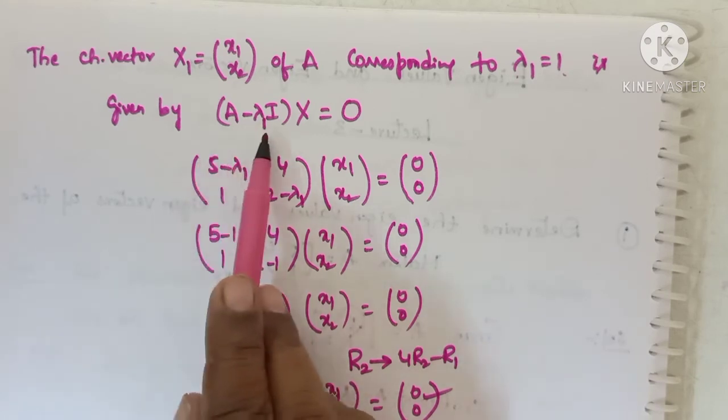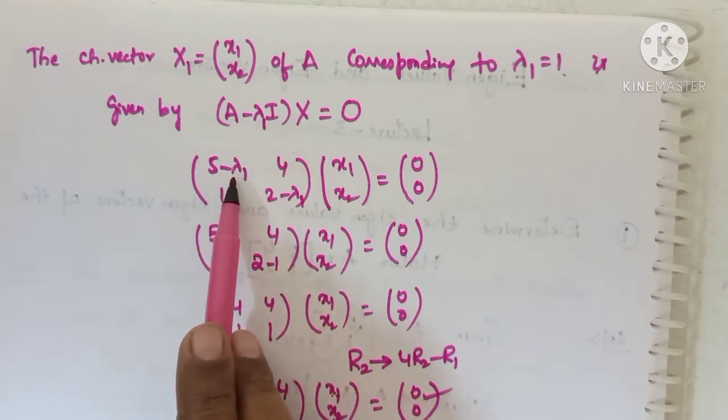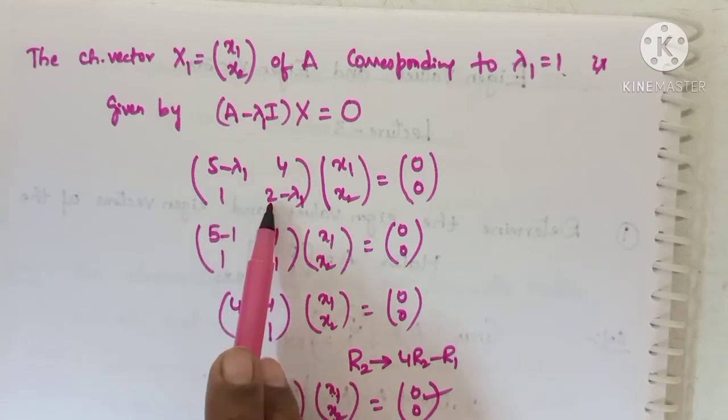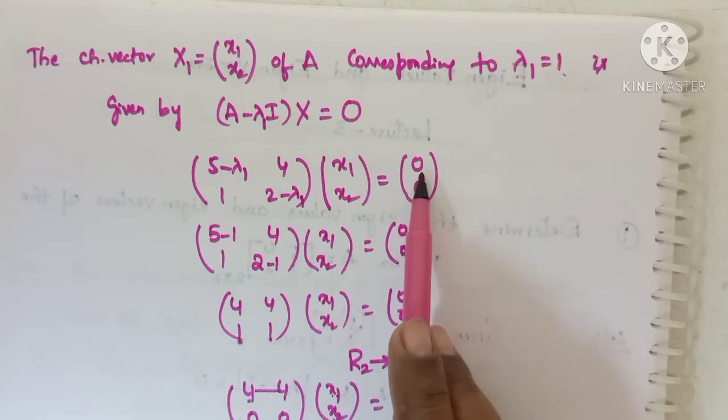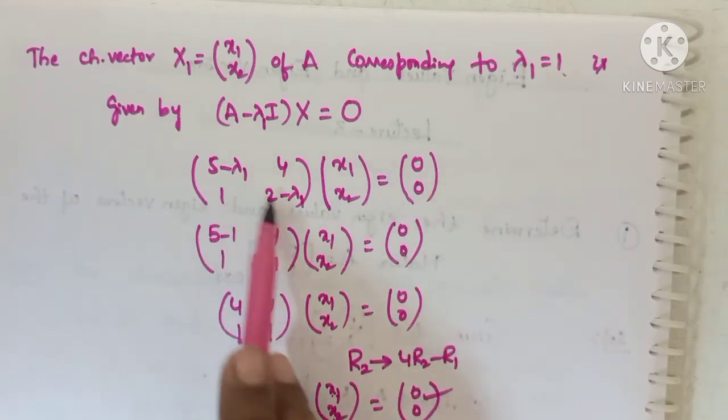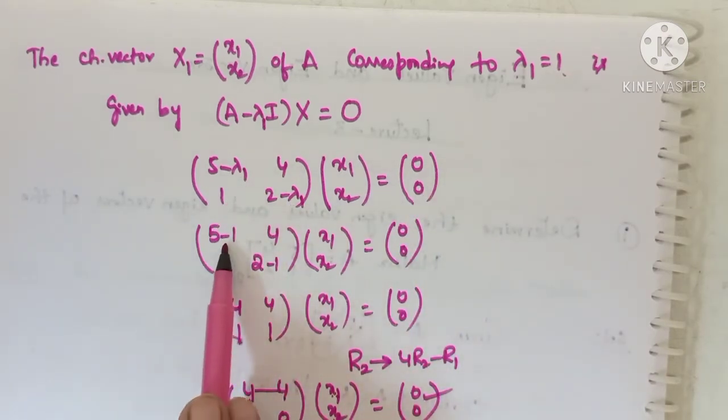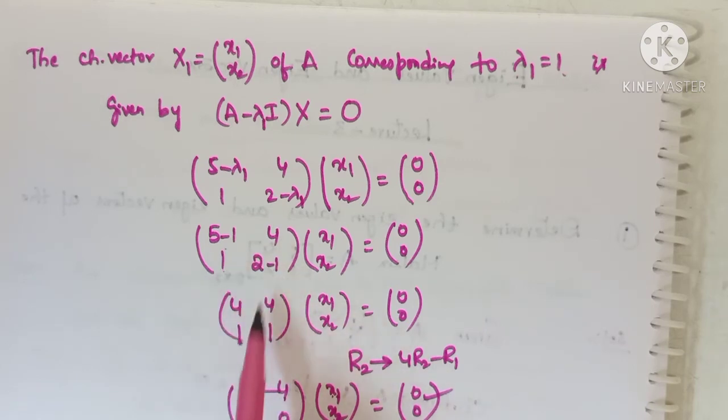So A minus lambda 1 I is 5 minus lambda 1, 4, 1, 2 minus lambda 1. Capital X is x1, x2 and the null matrix is replaced by 0, 0. Lambda 1 is replaced by 1: 5 minus 1, 4, 1, 1. So we are changing this into echelon form by applying the row transformation R2 implies 4R2 minus R1.